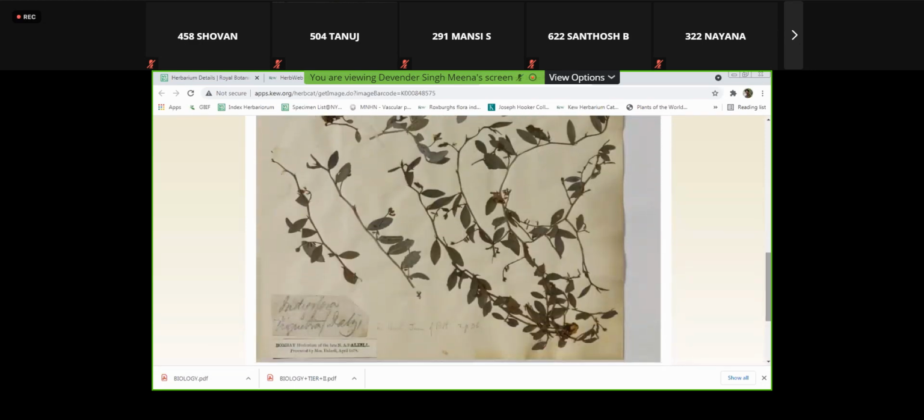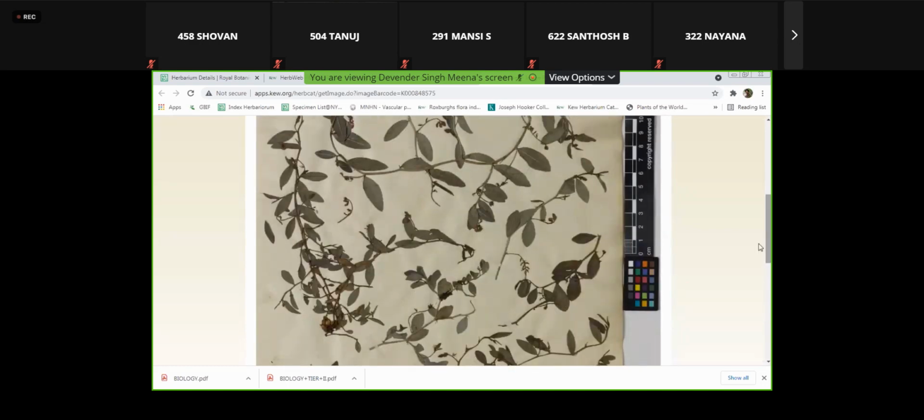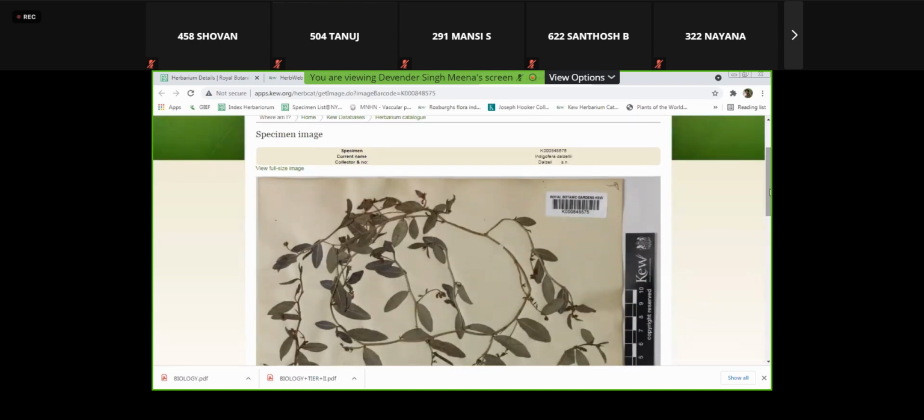Okay, so now you can see that this specimen was collected by N.A. Dalzell, and you can see there's something written. This is the Indigofera triquetra Dalzell. Triquetra was the earliest name of this plant when it was discovered by Dalzell. Okay, so this is the information. These are the color codes, and see the specimen.